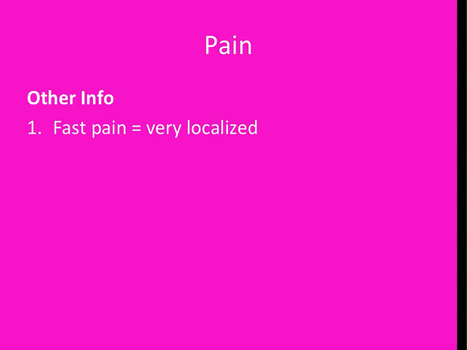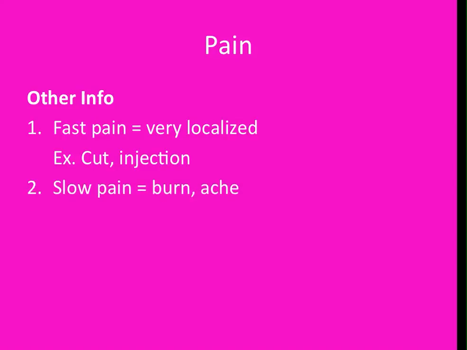Okay, some other information that relates to pain. We can have something called fast pain. Fast pain is a very localized pain that you get from something like a cut or an injection. So it's very sharp, it's very localized. That's fast pain. Slow pain is more of a burning or aching sensation that happens over a very broad area. Muscle aches, burns, actually skin burns. Those are obviously pain, but it's over a broad area, things from a scrape.